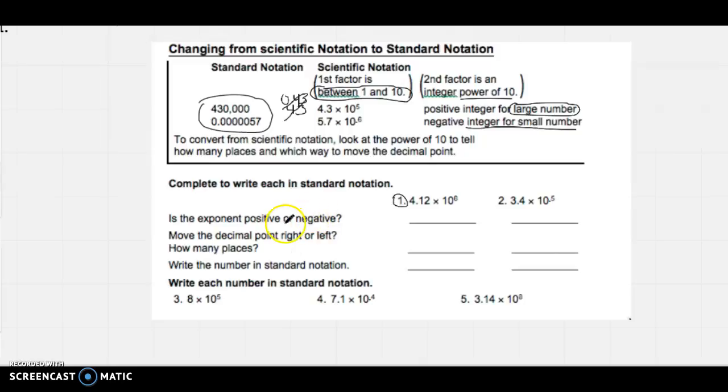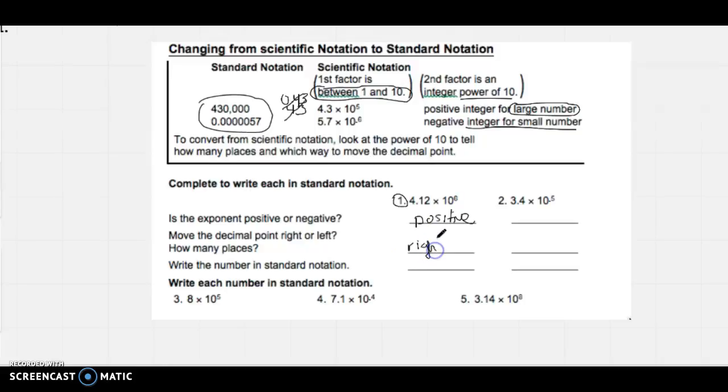You want to ask yourself, is the exponent positive or negative? Well, this exponent is positive. So I'm going to put positive there. And it's really hard to write on this screen, but I did it. Positive. Okay? And now, because it's positive, we know the number is going to be a large number. To make this a large number, we have to move the decimal to the right. We got to go to the right. So we're going to move it to the right. Positive exponent means move to the right.